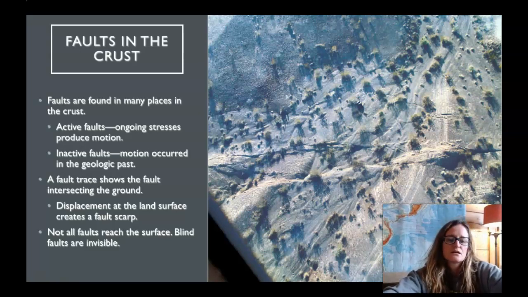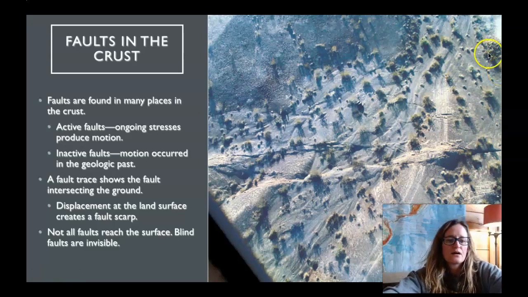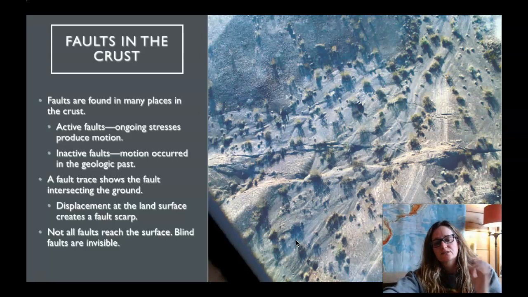This fault trace here on the image is showing fault motion along that. There's a road here. It looks like it would continue, it stops, it's offset, and then the jeep trail continues again. There can be faults in the subsurface that we don't see because there's no surface expression, and those would be called blind faults. Blind faults also occur in areas that are tectonically active. We just sometimes can't see those faults.